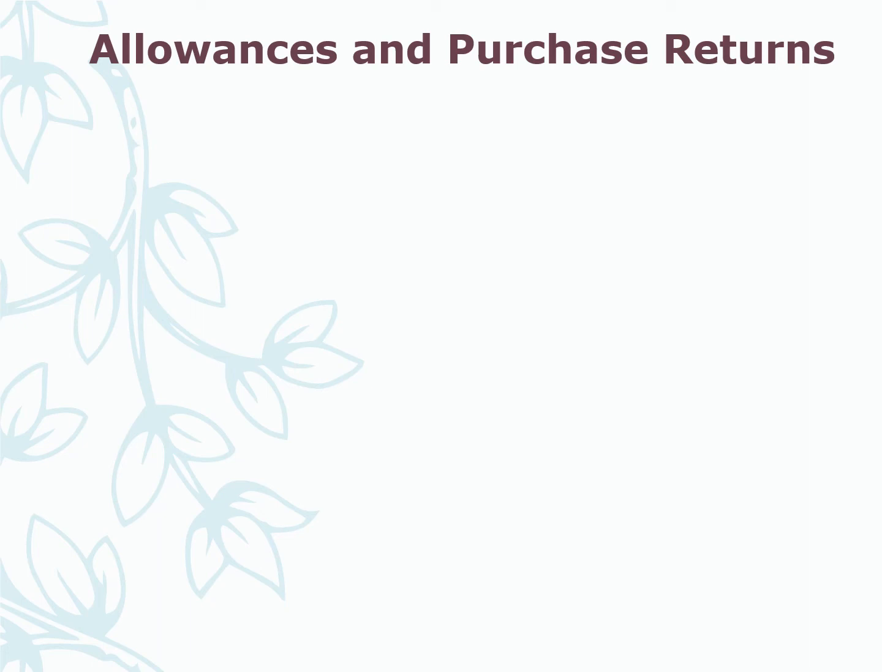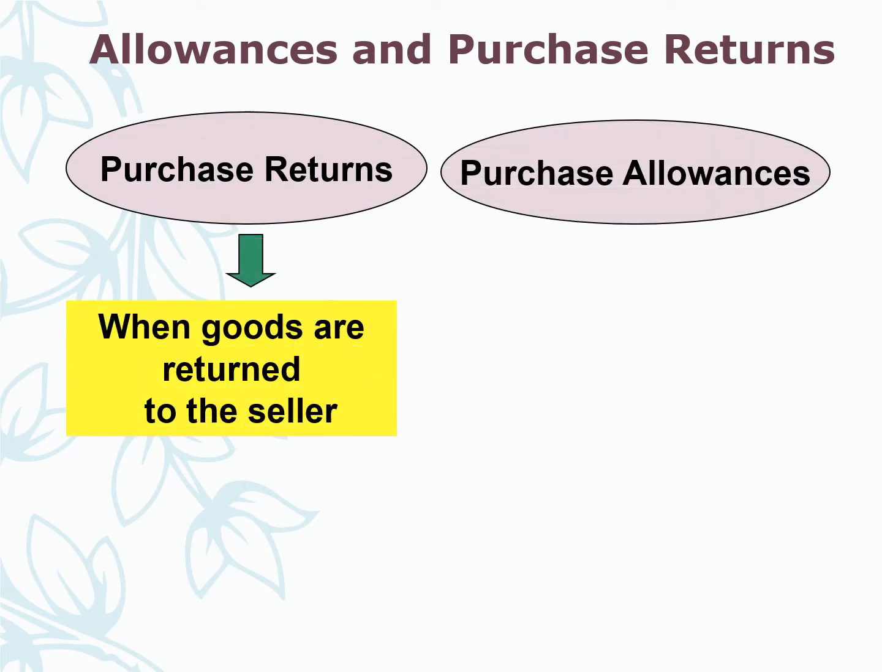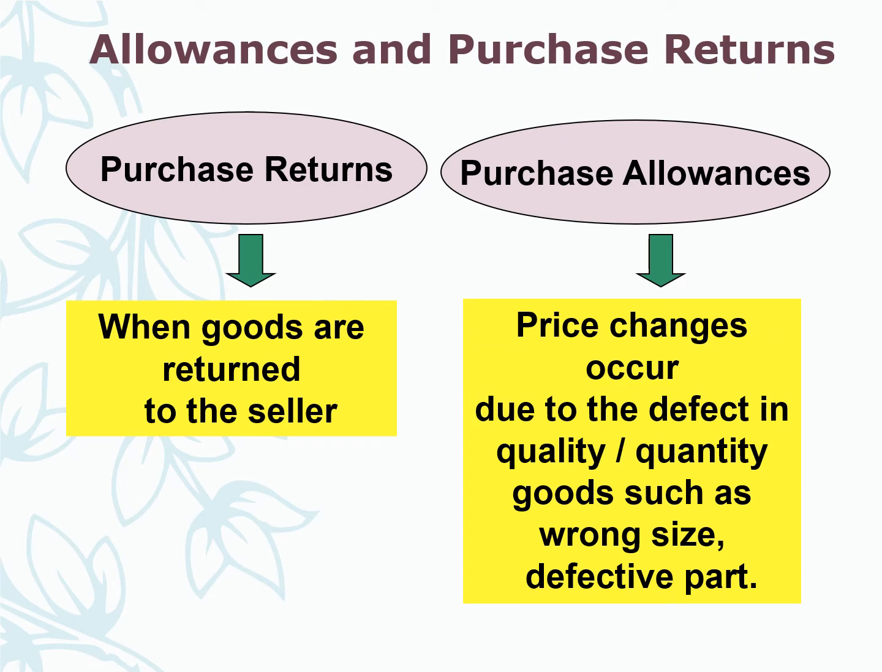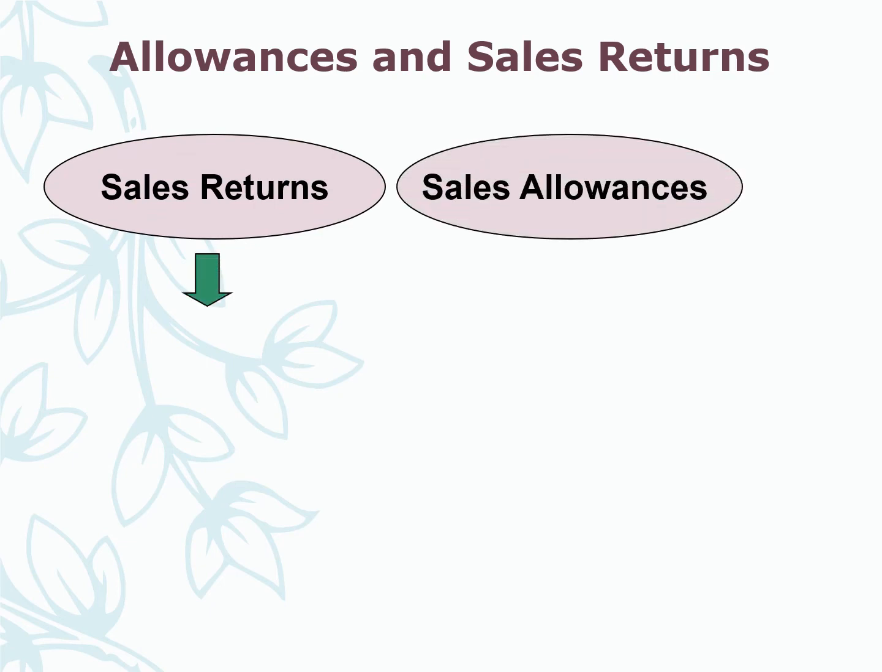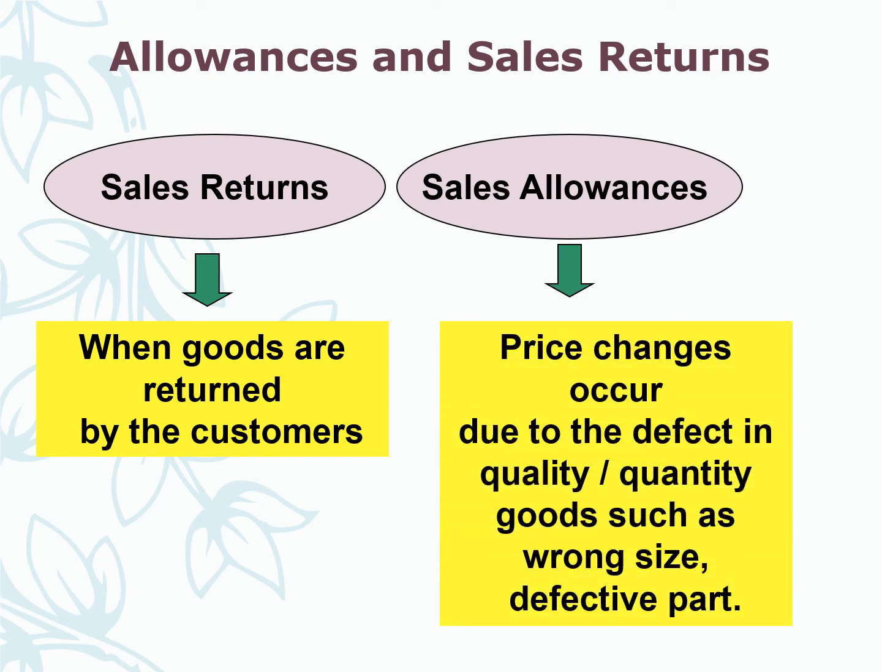Allowances and purchase return. What is the difference between allowances and return? Purchase return means goods are returned to the seller, but purchase allowance means there are no goods returned to the seller, but the price changes due to a defect in quality or quantity of goods, such as wrong size or defective part. Allowances and sales return. The same goes for sales return and sales allowances. Sales return is when goods are returned by the customers, while for sales allowances, there are no goods returned by the customer, but the price changes due to a defect in quality or quantity of goods, such as wrong size or defective part.